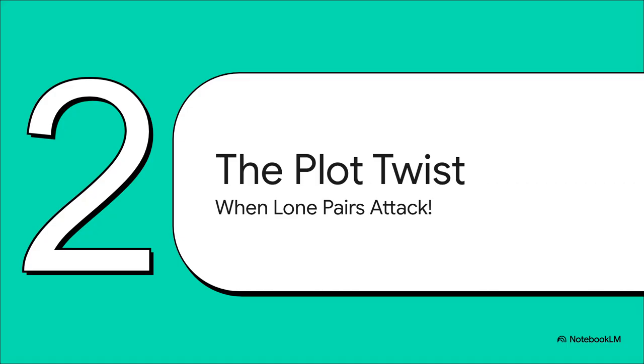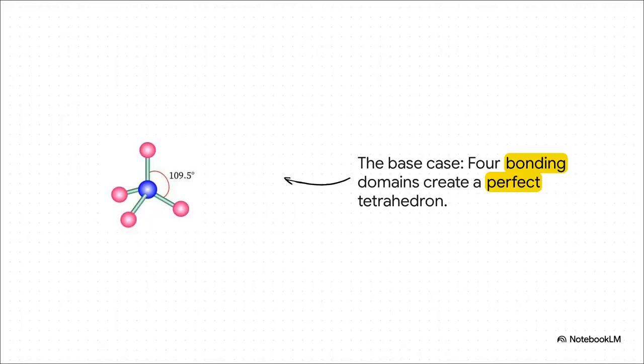Okay, so we've seen the perfect, polite, symmetrical shapes. But what happens when we swap out one of those nice bonding pairs for one of those super repulsive lone pair bullies we talked about earlier? This is where it gets really interesting. So let's go back to our starting point, the perfect tetrahedron. 4 electron domains, all of them are bonding pairs, and you have that ideal 109.5-degree angle. Everybody's happy. Now, let's start messing with it.